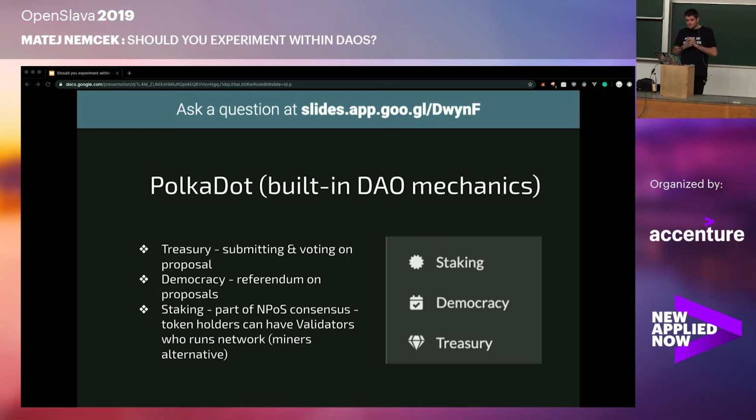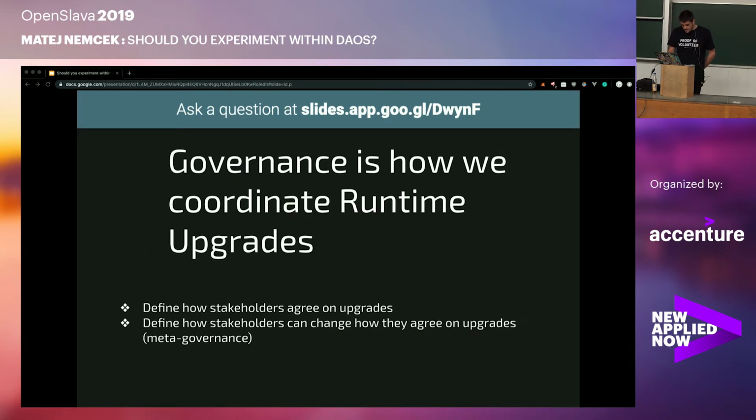So, who heard about Polkadot? Oh, cool. At least someone. Polkadot is one of the interoperability projects. One is Polkadot, the other is Cosmos. And they have built-in DAO mechanics with three components: the treasury, the democracy, and the staking. I will talk about them in the next slides.